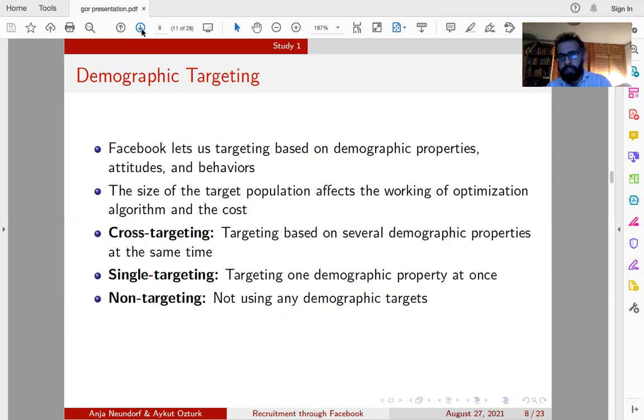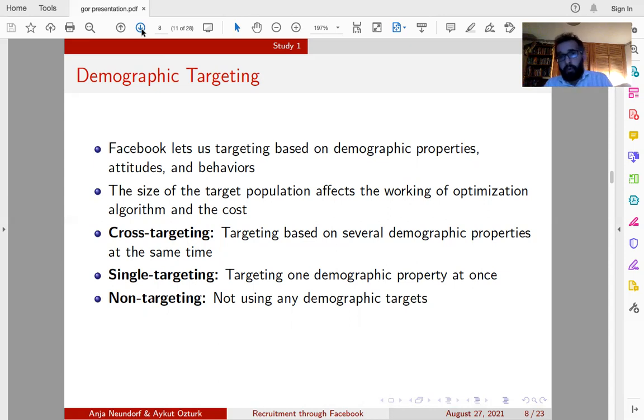Non-targeting, not using any demographic target at all. In that sense, Facebook's optimization algorithm will work freely to find people who will complete our surveys. Single targeting, targeting based on one demographic property at once. Certain advertisements directed only towards female, while certain advertisements directed only towards male. In that sense, by dividing, basically stratifying our advertisements, we are trying to create more heterogeneous samples. We are trying to recruit both female and male.